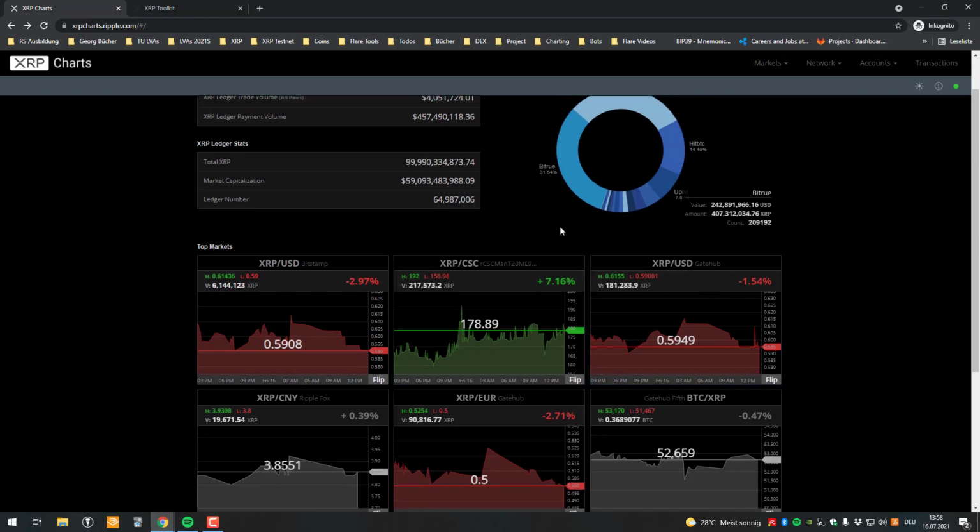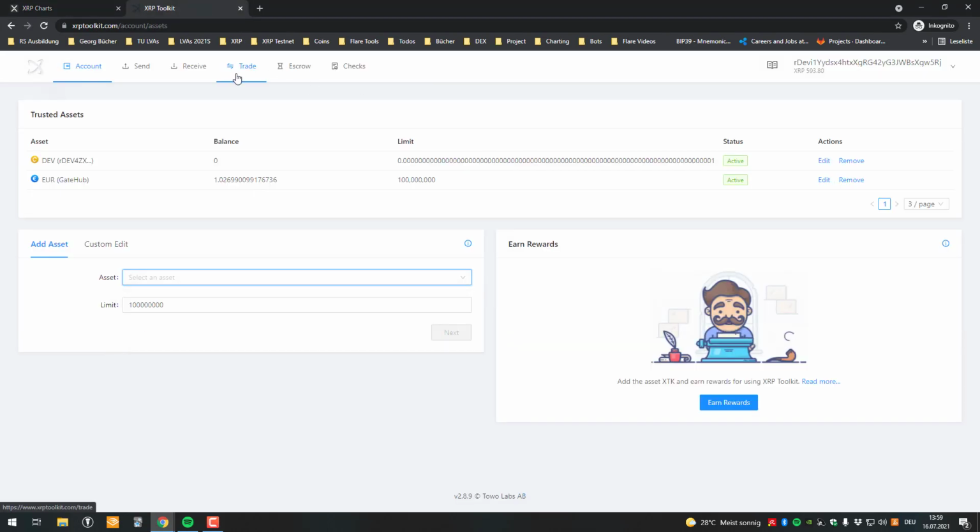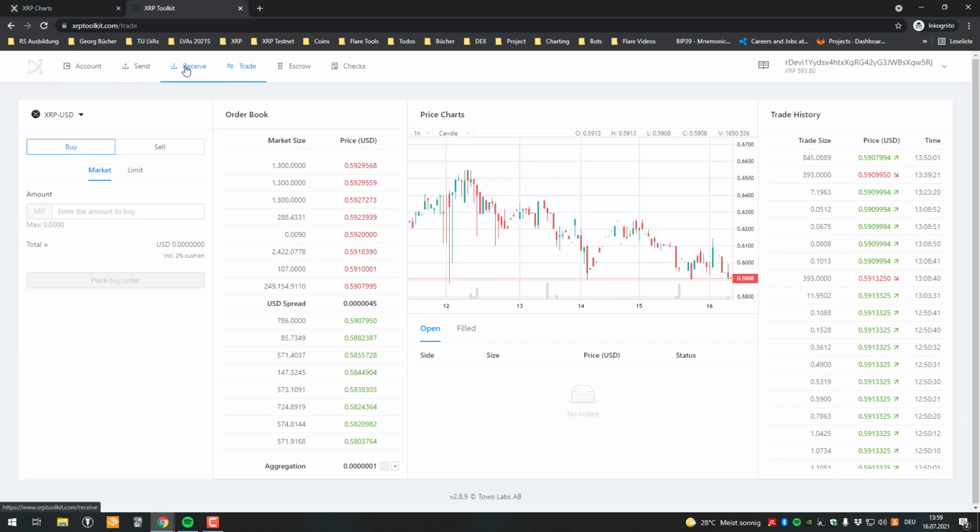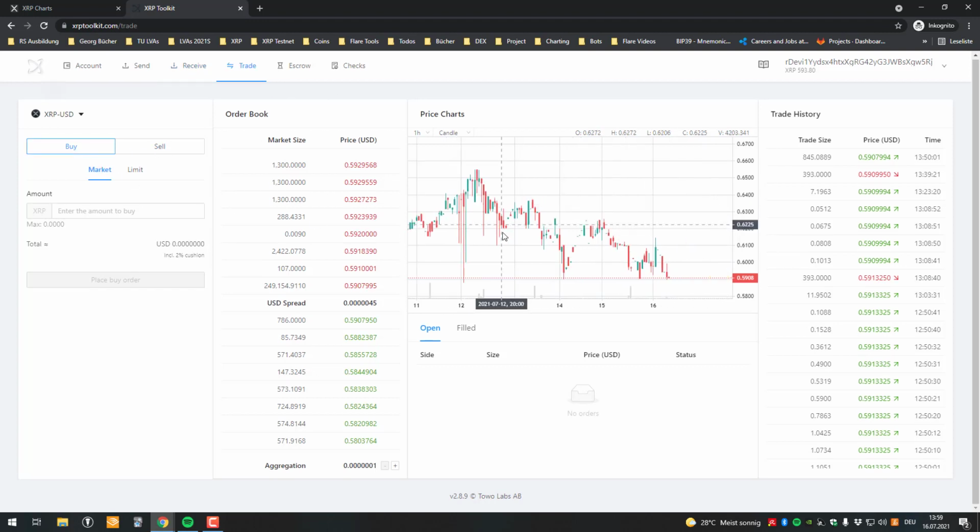Currently, I also showed you how you can interact with issued currencies. So as you know, there is a decentralized exchange included, or natively supported, in the XRP Ledger. You can interact with it if you go to trade here in the XRP toolkit, but also using the XUMM app. So when you add an asset on XUMM, you can also just click on trade or exchange, and then enter the amounts. It's also directly interacting with the XRP Ledger there.